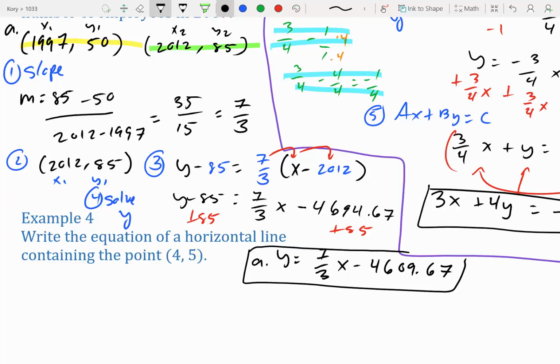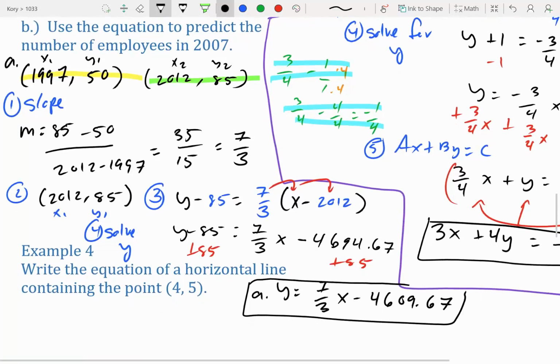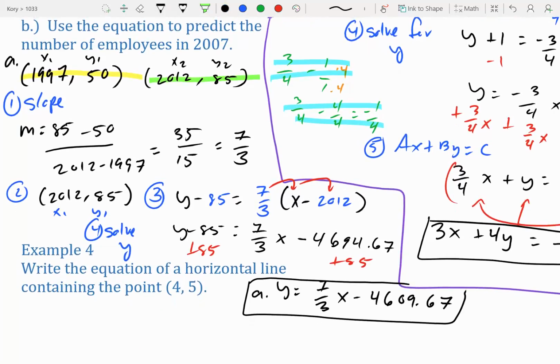B, I'll go up to B. B wants to use the equation to predict the number of employees in 2007. So what does 2000 represent? Is that x or y? It represents the x because it says in the problem that the years are x. So we're going to plug that in for our x into our equation, also known as the model.